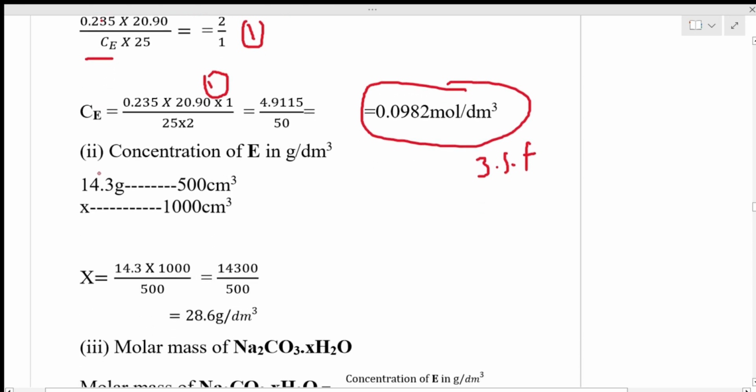So let's move to the concentration of E in gram per dm3. For E we're given 14.3 gram in 500 cm3. So I want to convert it to what? To dm3. So we go through all this process, and you have this conversion to be 28.6 gram per dm3, which answers this question.